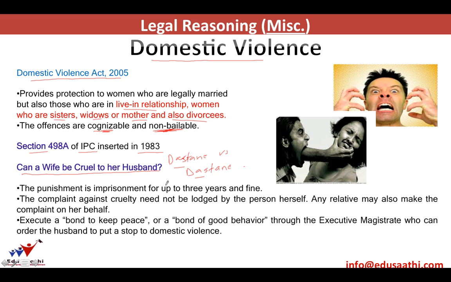The punishment can be imprisonment up to 3 years under the Domestic Violence Act, with fine. The complaint of cruelty need not be lodged by the person herself. That is, the woman herself can, or even anybody on behalf of that woman can approach the court or the police with the complaint. So there's no need for her to go herself. In certain cases, the executive magistrate can ask the person to execute a bond, that is, a bond to keep the peace or a bond of good behavior, wherein the husband is made to stop the domestic violence by giving the bond.